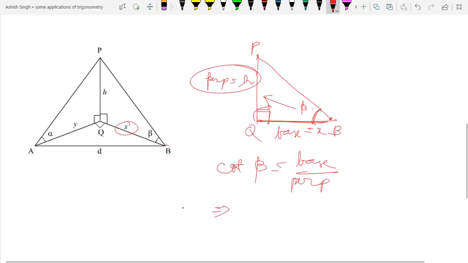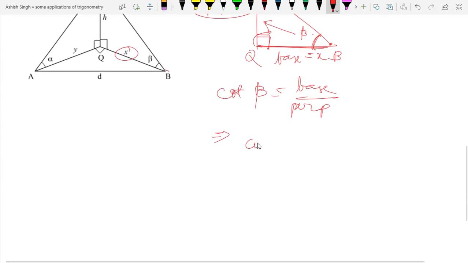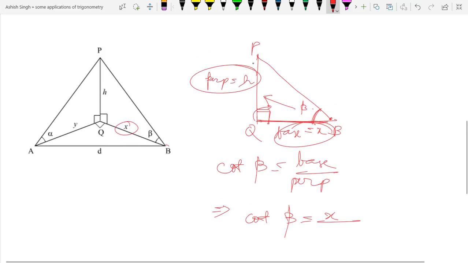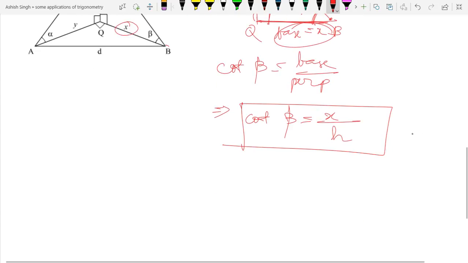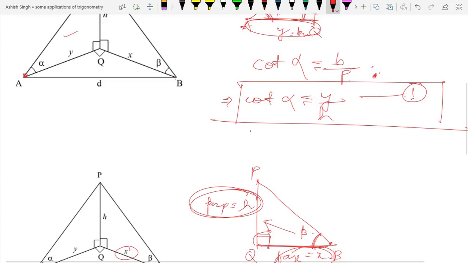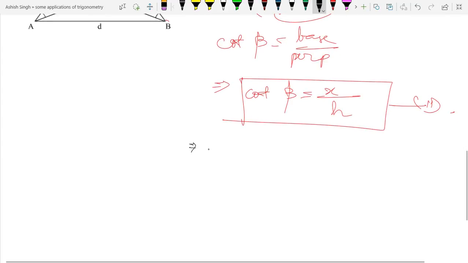Yes or no? So I can write this as cot beta is equal to base. Base is how much? X by perpendicular is H. Okay, so that leaves behind equation number 2. Or you can write it in this other way. Here you can draw one equation: y is equal to h cot alpha. You get my point? Y is equal to h cot alpha, and here I can write that x is equal to h cot beta.